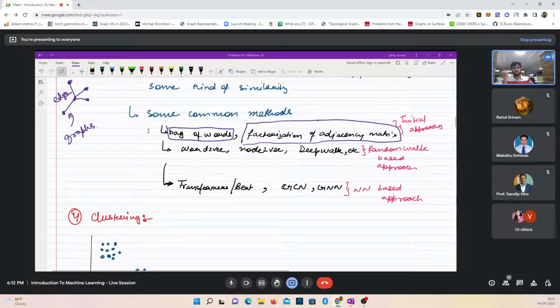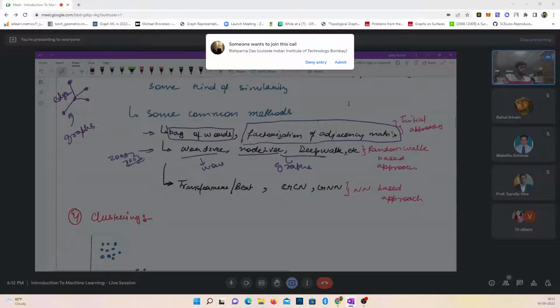After this, in the years around 2008 to probably 2015, 16, some of the techniques that came in were word2vec for words, and node2vec and DeepWalk for graphs. These techniques are based on something called random walk based approaches. You generate these embeddings out of a technique called random walk. So this is also just to mention.